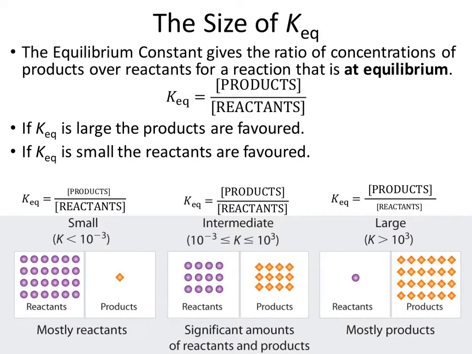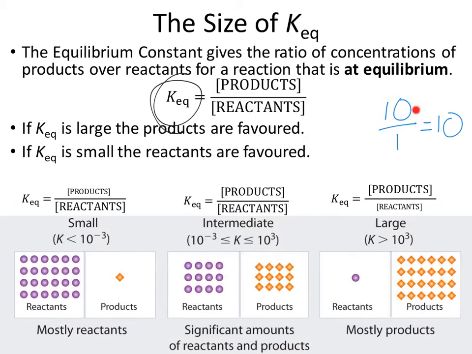So the size of our K equilibrium tells us a little bit about the reaction. Once again, our KEQ is just a ratio between our products and our reactants in terms of concentrations. If our KEQ is large, that means the products are favored. So let's take a look at that. For KEQ to be large, our numerator has to be huge and our denominator really, really small. And so when we have this ratio, for example, if we had 10 over 1, that would give us a ratio of 10. That's a pretty big number compared to if I did 1 over 10. In this case, KEQ is large.